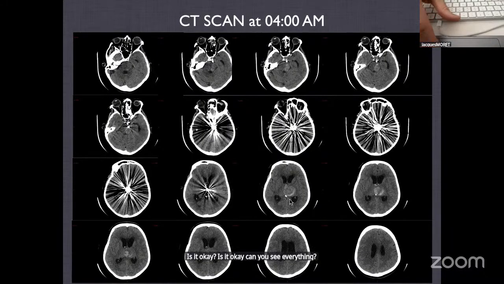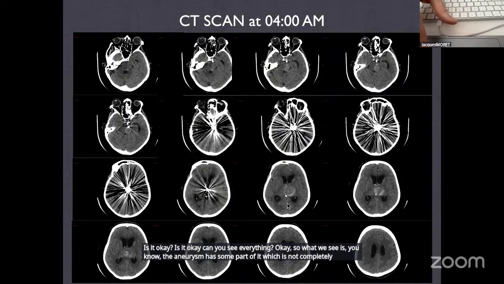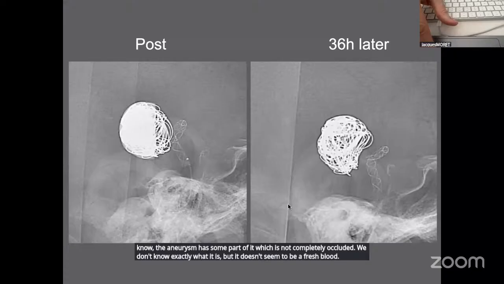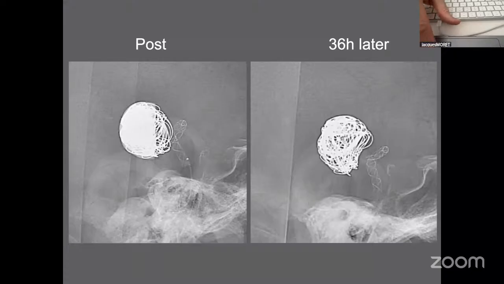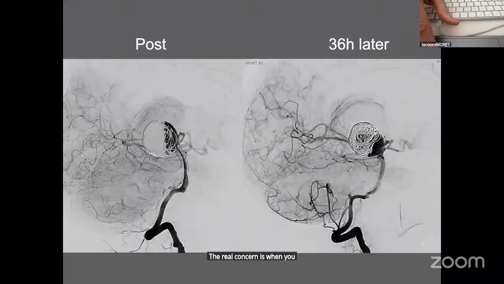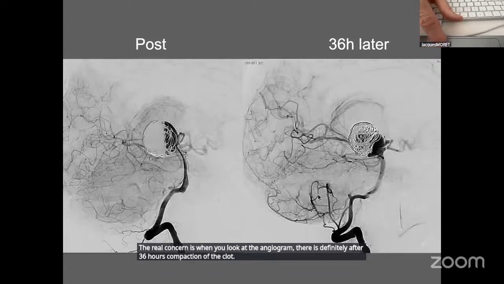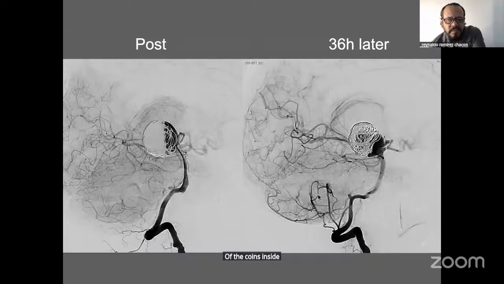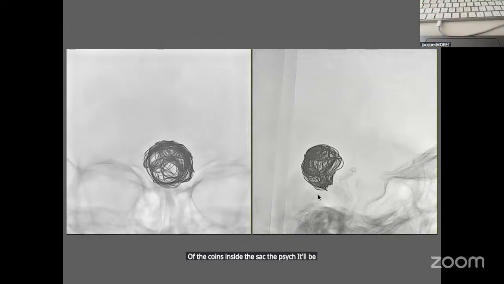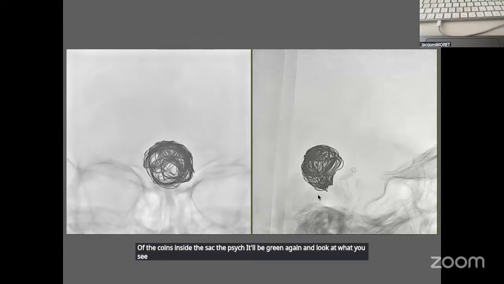Okay. So what we see is the aneurysm has some part of it which is not completely occluded. We don't know exactly what it is, but it doesn't seem to be fresh blood. The real concern is when you look at the angiogram, there is definitely, after 36 hours, compaction of the coils inside the sac. The sac is a little bit growing again. And look at what you see just by looking at the pulsation of the coils inside.